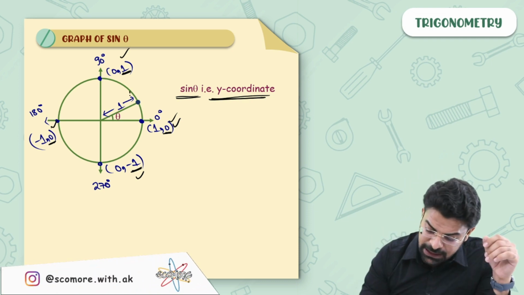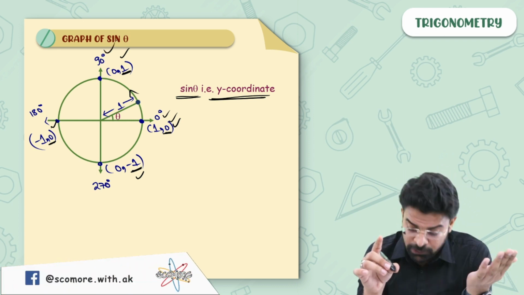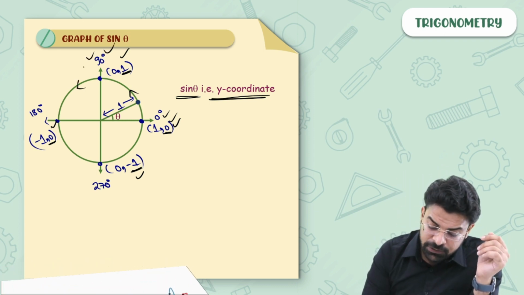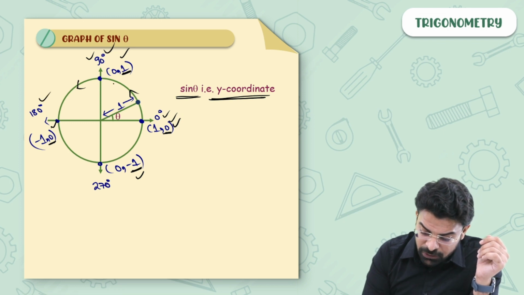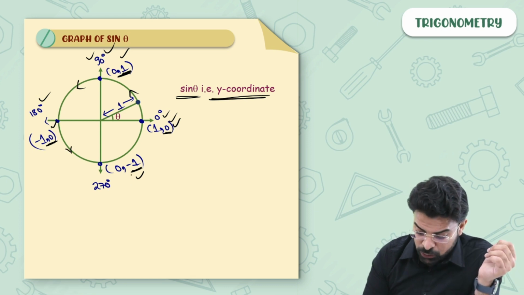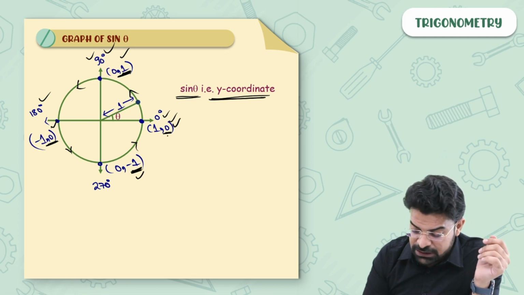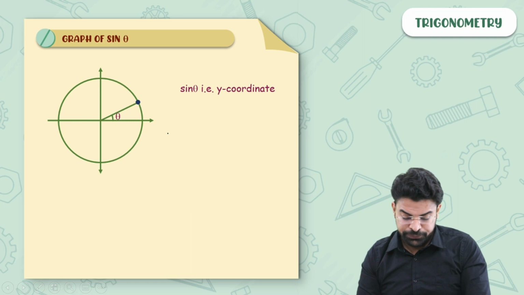As the theta increases from 0 to 90, the value of sine theta increases from 0 to 1. As the theta further increases from 90 to 180, the value of sine theta decreases from 1 and drops down to 0. As the theta further increases from 180 to 270, the value of sine theta changes from 0 to -1. And as the angle changes from 270 to 360, the value of sine theta changes from -1 to 0.